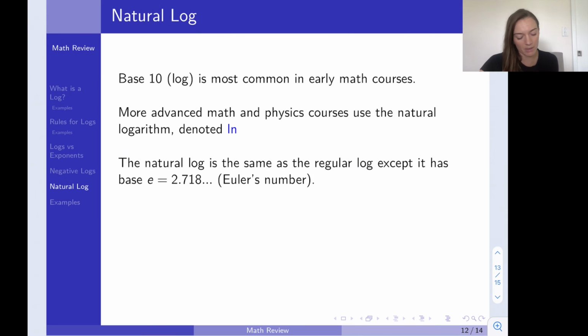Okay, and then let's talk about natural logs for a second. As we saw before, base 10 is the most common in intro-level math and physics courses.